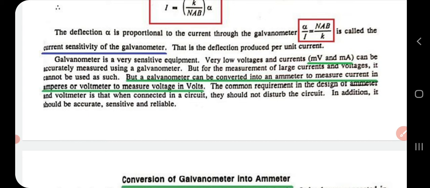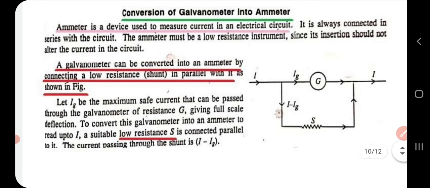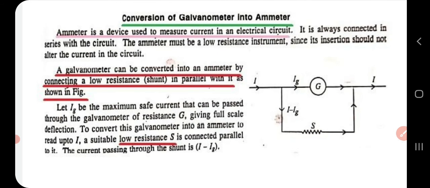Now a galvanometer can be converted into an ammeter to measure current, or it can also be converted to a voltmeter to measure voltage. Okay. Now let us see the conversion of galvanometer into ammeter first. As I already said, an ammeter is an instrument used to measure current in an electrical circuit.